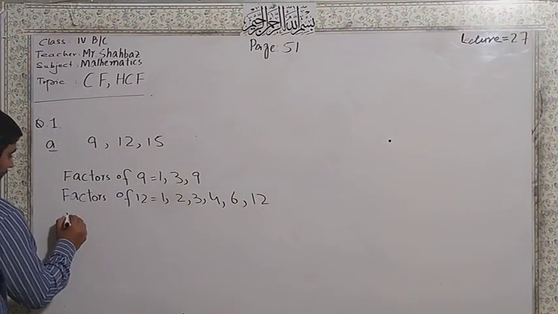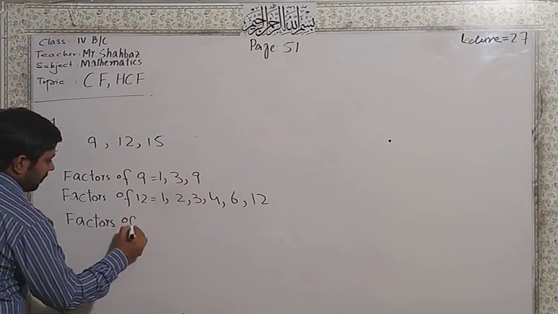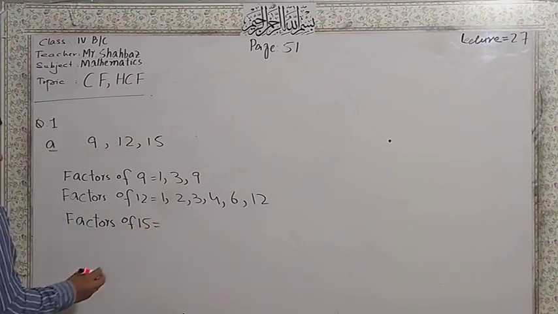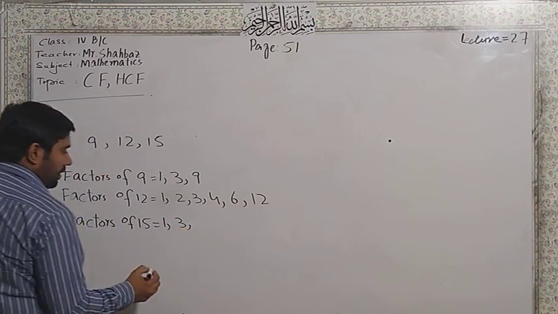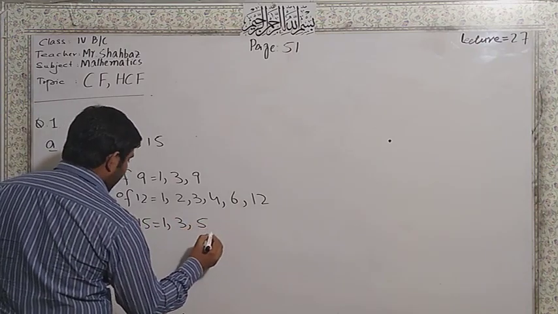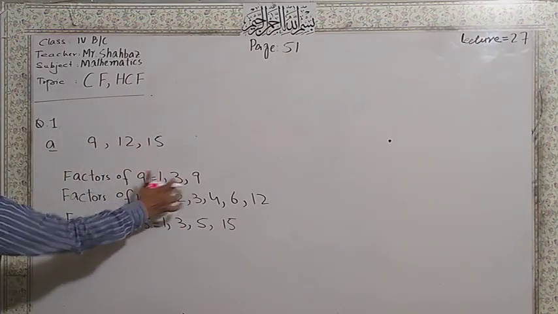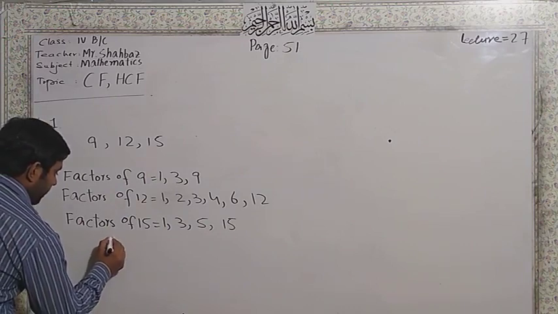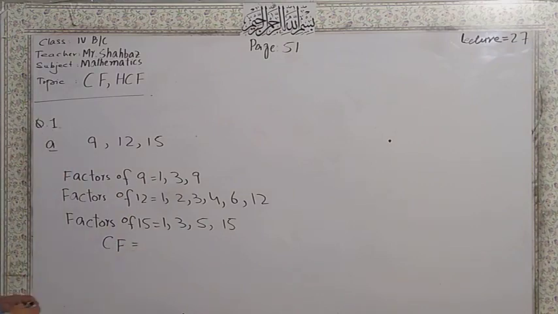And then we have factors of 15. Factors of 15. Again, 1 15 is a 15, 3 5 is a 15, 5 3 is a 15, and 15 1 is a 15. These are the factors of these numbers. Now you have to find common factors. CF. Common factors. Which are common factors?